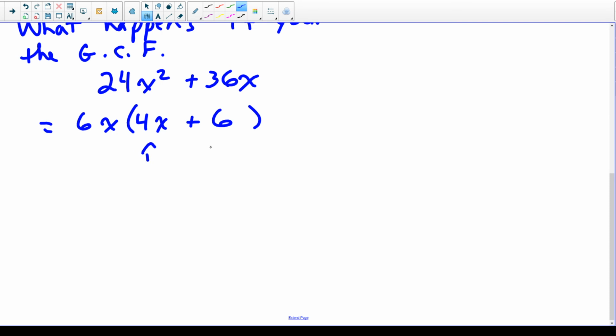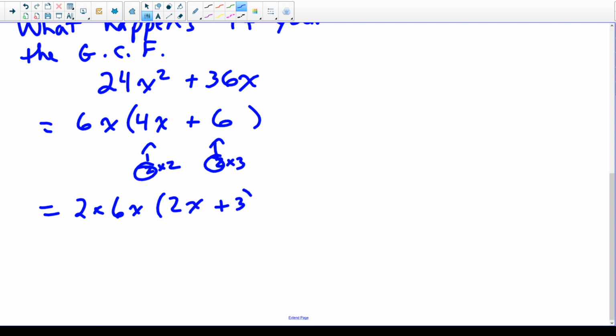Well, looking at 4 and 6, can you see how there's another factor there? I can divide both of those by 2. It's 2 times 2 and 2 times 3. So that 2 could be, once again, common factored. Now, if I bring the 2 out with the 6x, it multiplies that 6x. My leftover would be 2x plus 3, and 2 times 6 is 12, which gives me the same answer that I got above. It's a little bit longer because I missed the greatest common factor, which can happen.